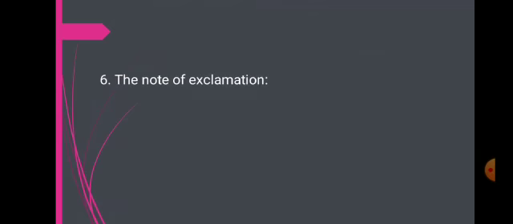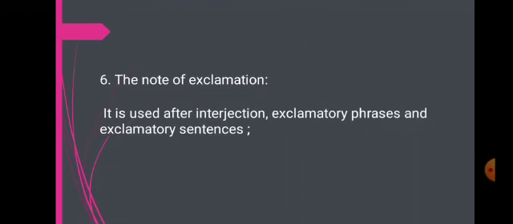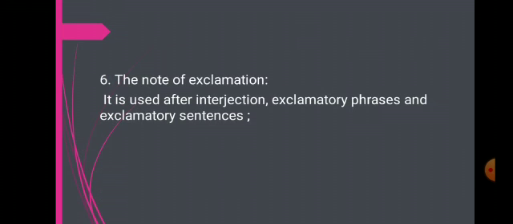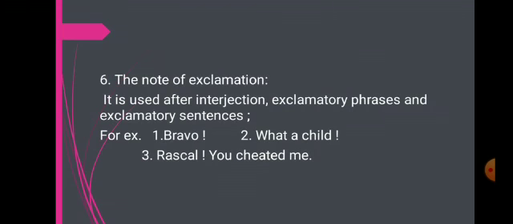Next is the note of exclamation. Obviously, exclamation, you people know it is just expression, sudden expression of feeling. So we put sign of exclamation to express that feeling. It is used after interjection, exclamatory phrases, and exclamatory sentences. So there are three ways to use it. It can be used after just interjection, and after exclamatory phrase, and exclamatory sentence. So examples of all these three ways are in front of you.